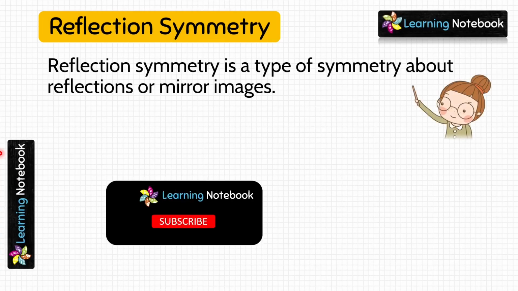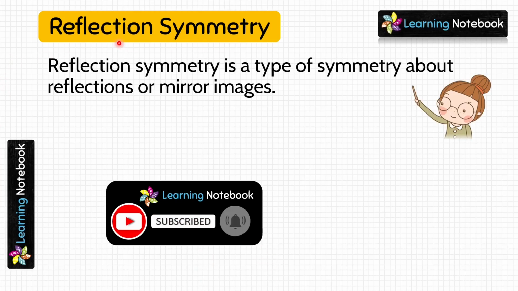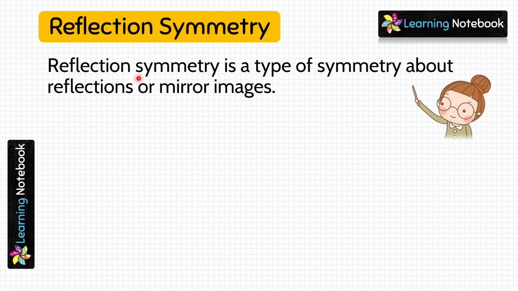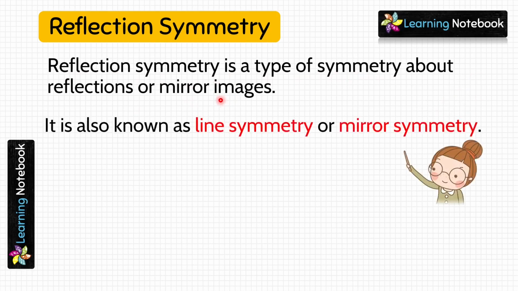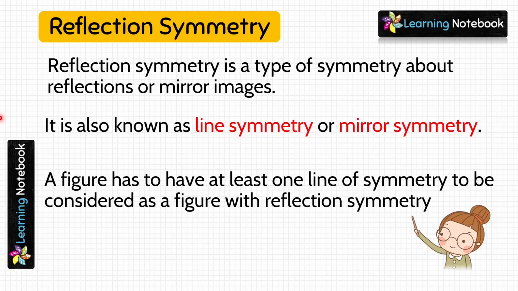Now you must have understood what is mirror image. Next, let's learn what is reflection symmetry. Reflection symmetry is a type of symmetry about reflections or mirror images. It is also known as line symmetry or mirror symmetry. Students, a figure has to have at least one line of symmetry to be considered as a figure with reflection symmetry.